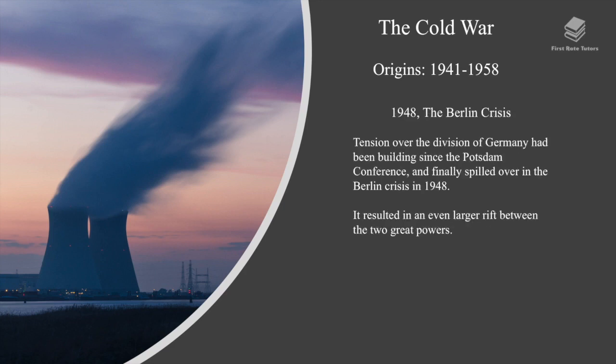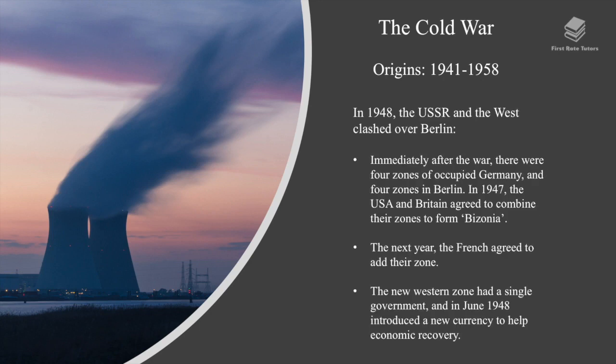1948, the Berlin Crisis. Tension over the division of Germany had been building since the Potsdam Conference and finally spilled over in the Berlin Crisis in 1948. It resulted in an even larger rift between the two great powers. In 1948, the USSR and West clashed over Berlin.